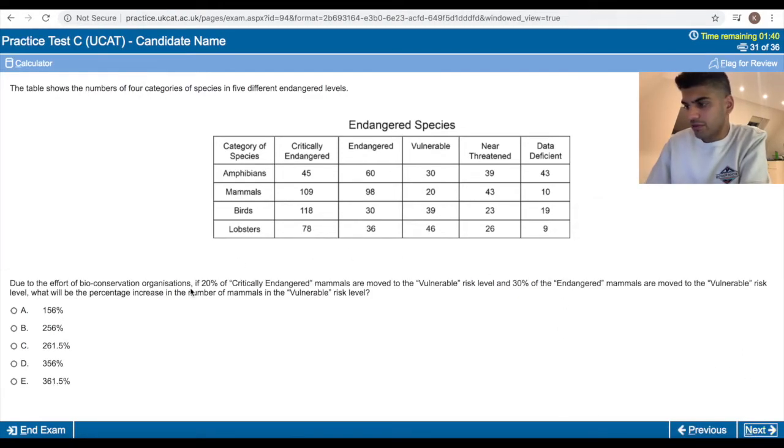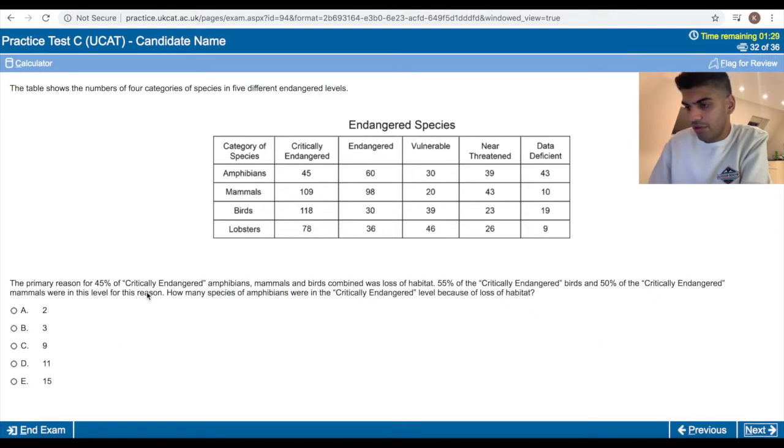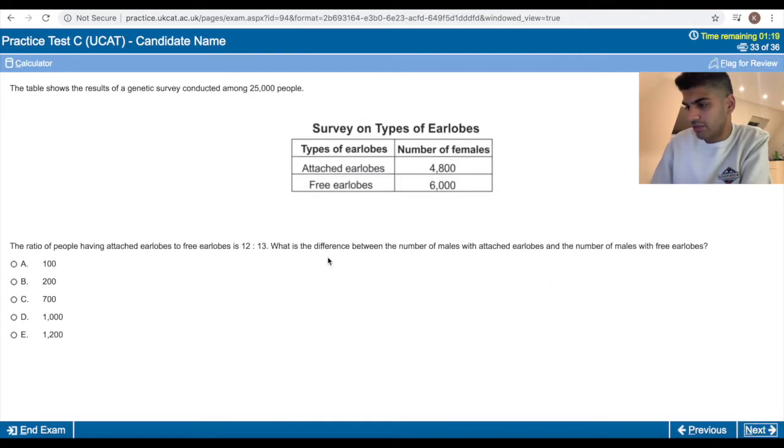Due to the effort of bioconservation, if 20% of critically endangered mammals are moved to the vulnerable risk and 30% are moved to the vulnerable risk, I'm going to flag this, it seems too long. The primary reason 45% of amphibians, mammals and birds was loss of habitat. 55% of critically endangered birds and 50% were in this level. Okay, I'm going to flag this again, there's not much time.